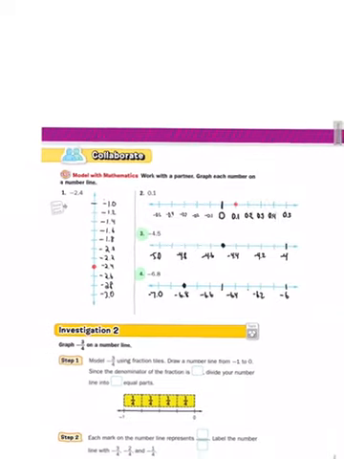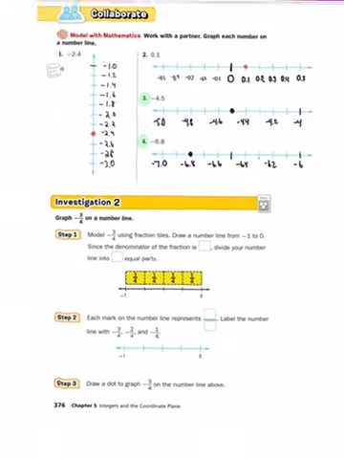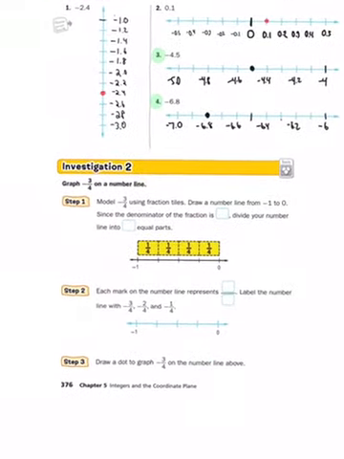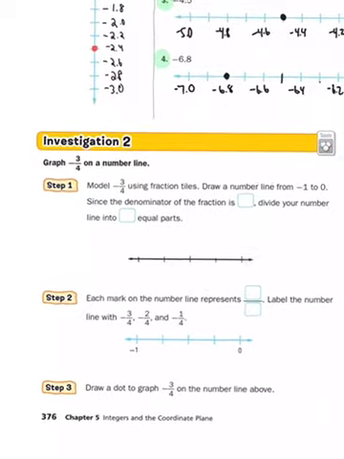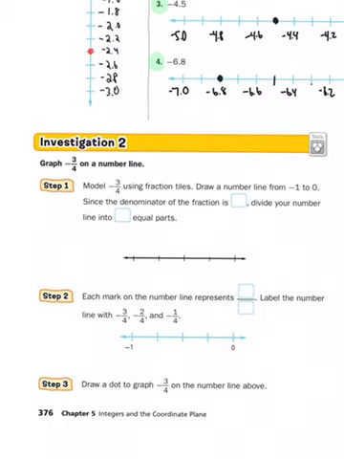All right, so remember, yours could be a little different, but let's go down to investigation 2, because now we're going to talk about fractions. This is graph negative 3/4 on a number line. So in step 1, it says model negative 3/4 using fraction tiles. Now, what I'm going to do is I'm not going to use fraction tiles. I'm just going to make a number line. Now, if I'm going for negative 3/4, what I know is that fraction is going to be between 0 and negative 1 on a number line.